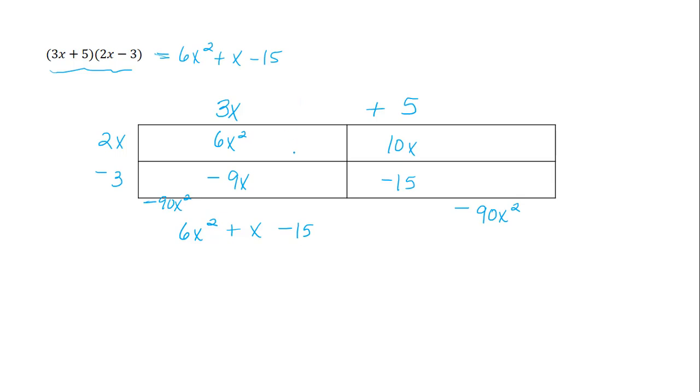And then the other thing I want you to observe is that negative 9 and 10 also add up to be 1, right? Which is the coefficient of the middle term. So the 6x squared and the negative 15 are in our boxes, but the x is actually coming from two boxes. That is the negative 9x and the 10x. So their product is negative 90x squared, but their sum is x. So keep that in mind. Let's do one more.